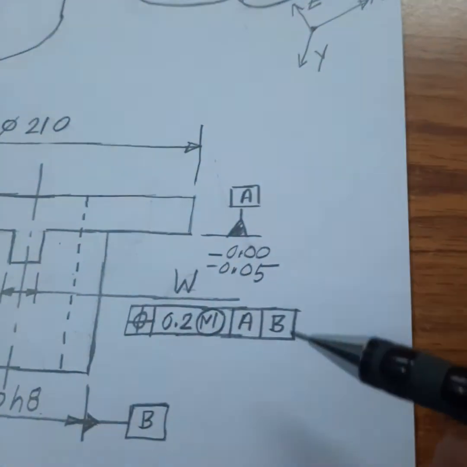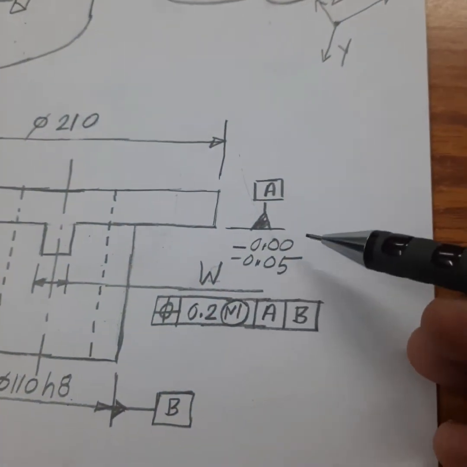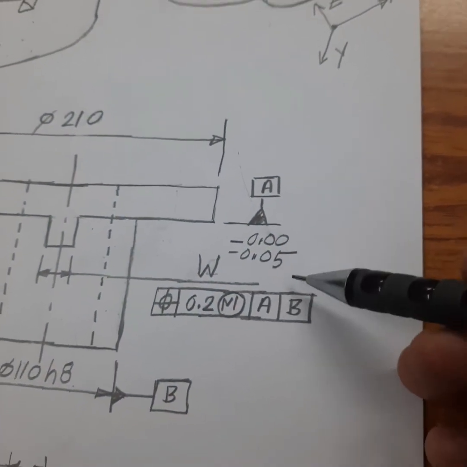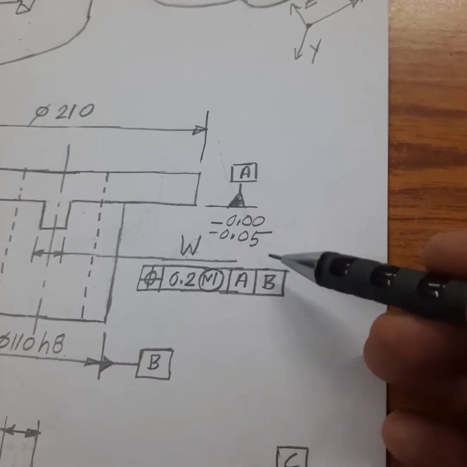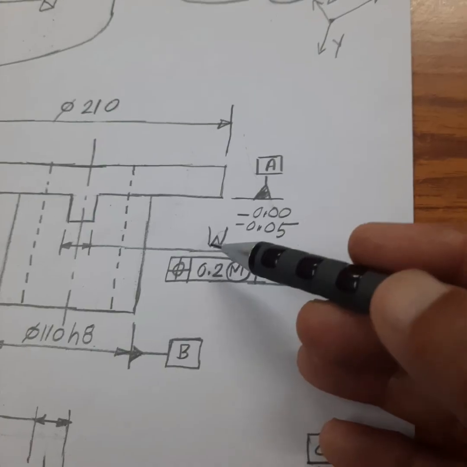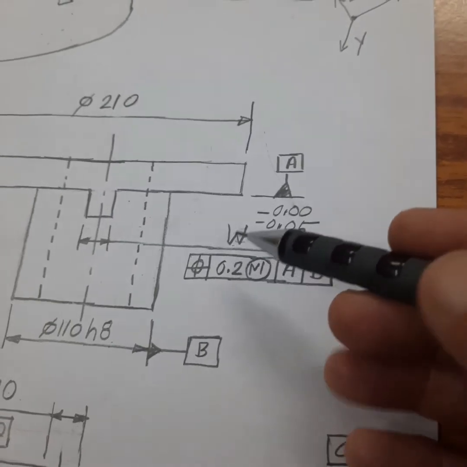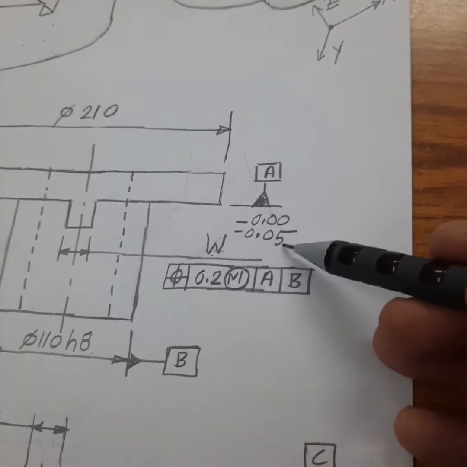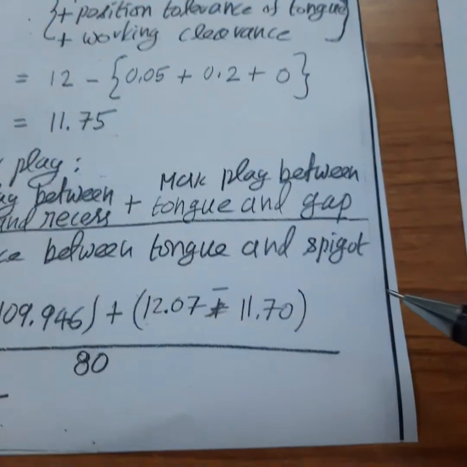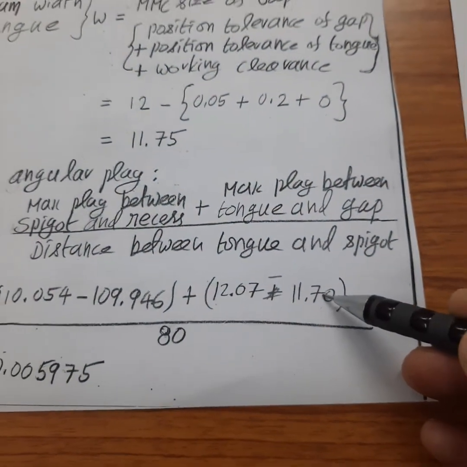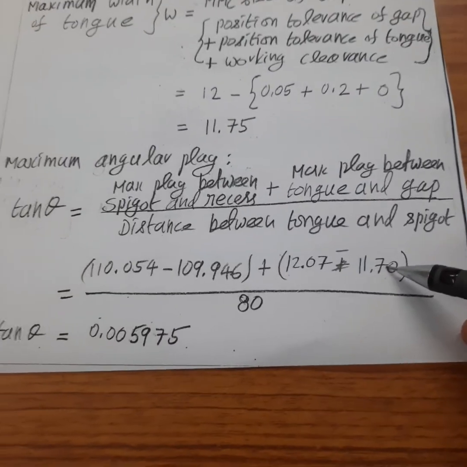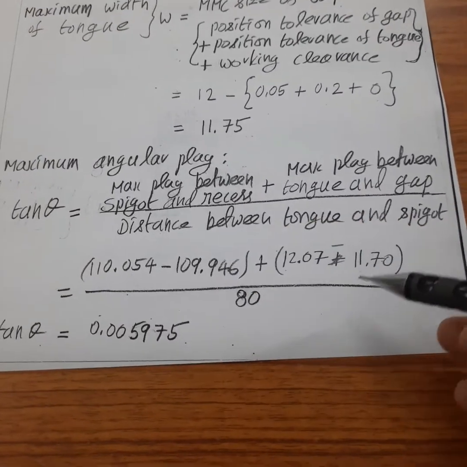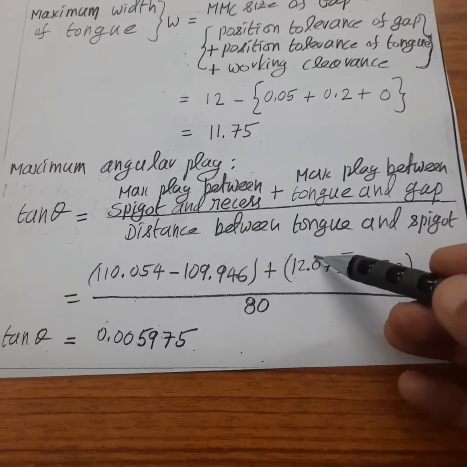This tongue width is assigned a tolerance of minus 0, minus 0.5. So 11.75 minus 0, minus 0.5. What is the minimum size of W? 11.75 minus 0.5, so 11.25. So 11.25 is the minimum size of the tongue. When you consider these values, you can find the value of the numerator.